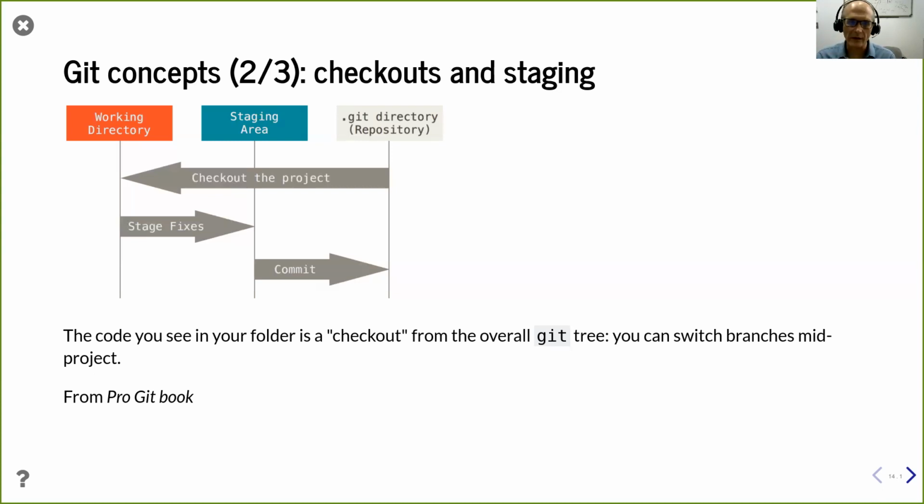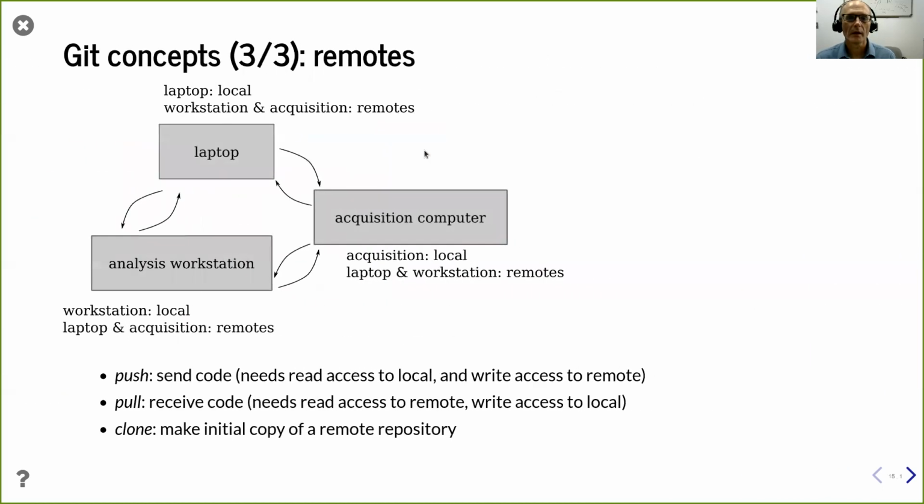Okay, and again, you can switch between different branches. That updates what appears in your working directory. It doesn't change the history that's stored in the Git directory. The final core Git concept that I think you really have to know about is the concept of remotes. This is key to the ability to use Git with GitHub, but it's also key for sharing code among several machines you control.